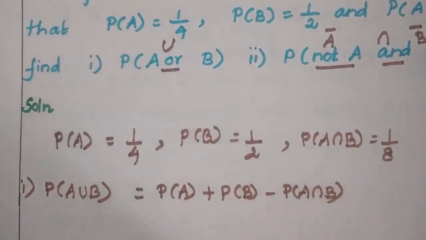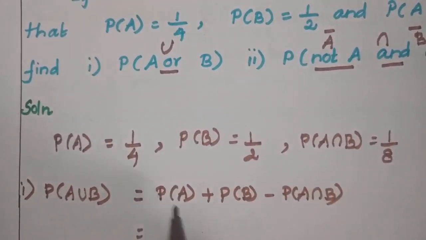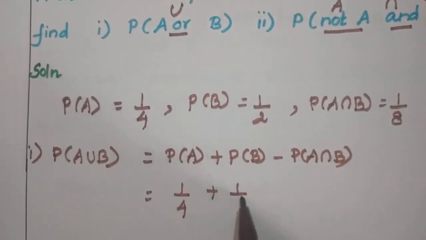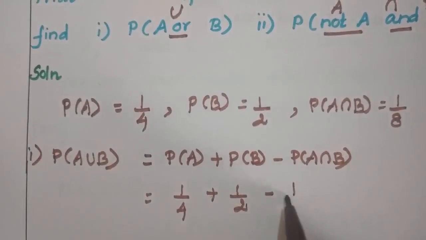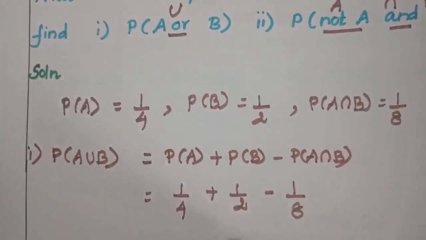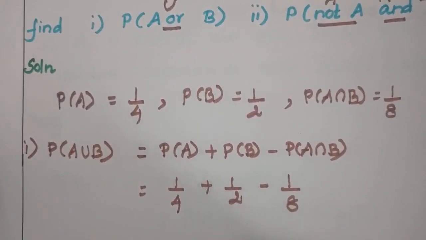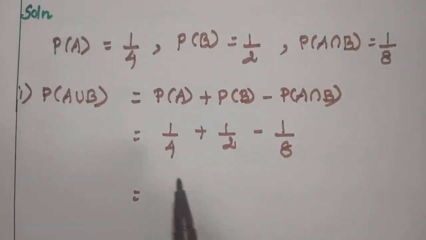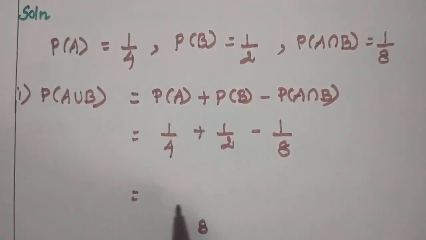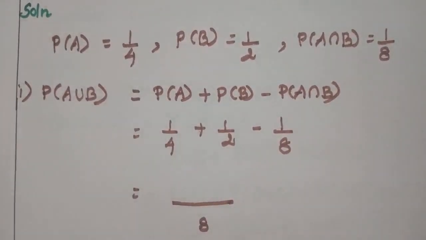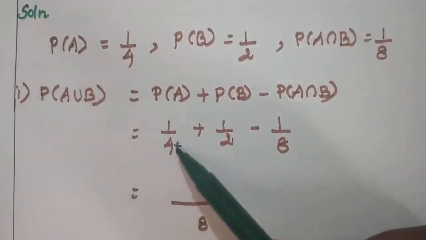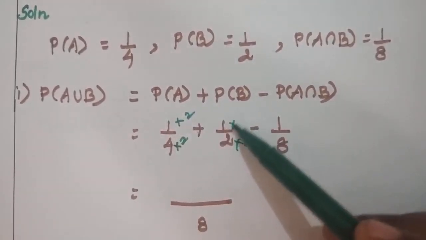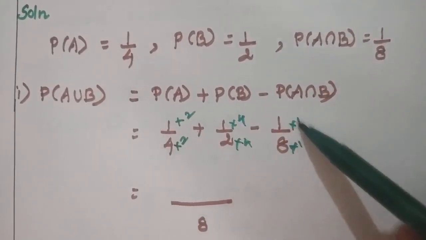So now we are going to substitute the values here. It's given in the question that P of A is 1 by 4 and P of B is 1 by 2 minus P of A intersection B is 1 by 8. So here the denominators are different. So how do we solve this one? We have to take the LCM. So LCM of 4, 2 and 8 is 8. So here in order to get the number 8 in the denominator, you should multiply by 2 both the numerator and the denominator. Here we should multiply by 4 and here already 8 is there. So simply we can multiply by 1.